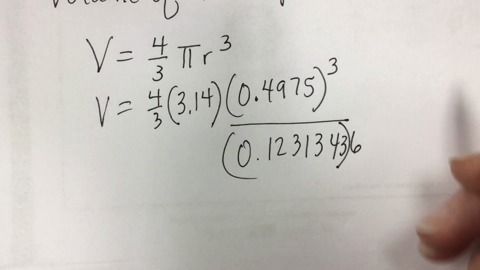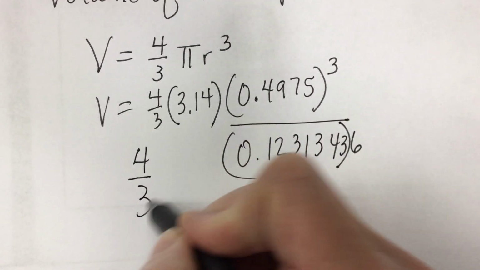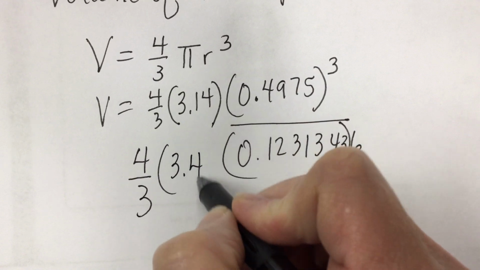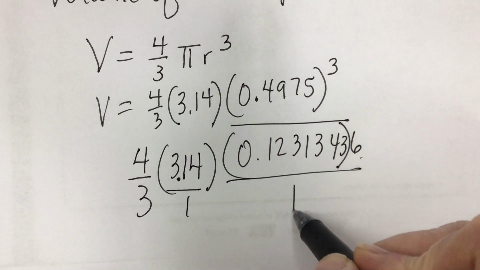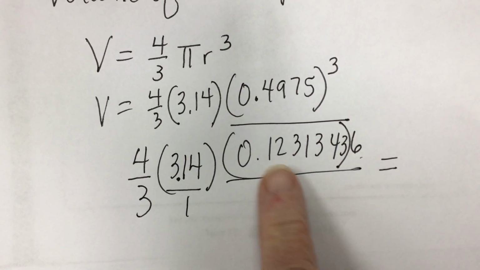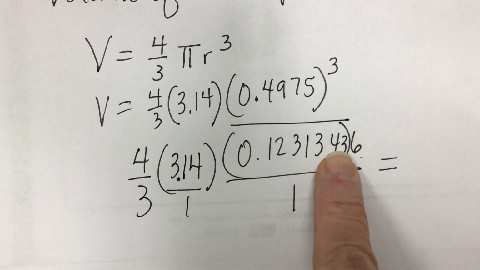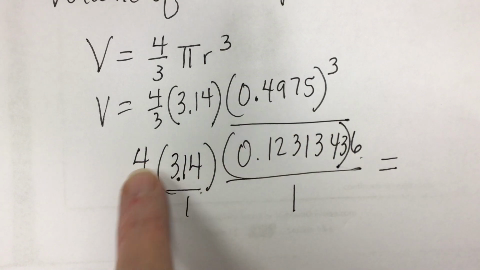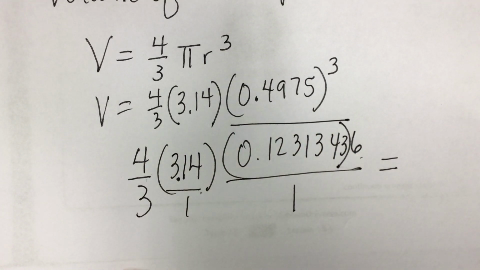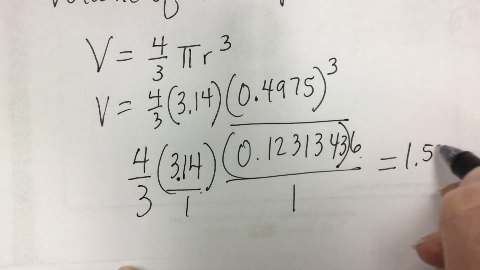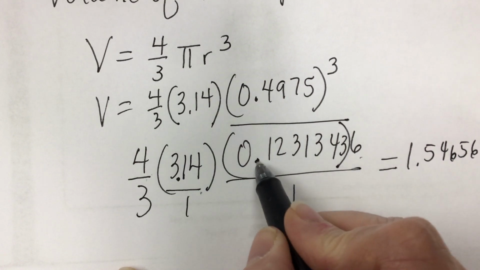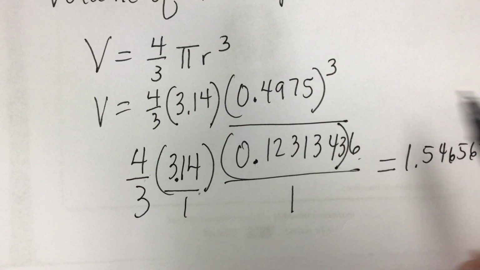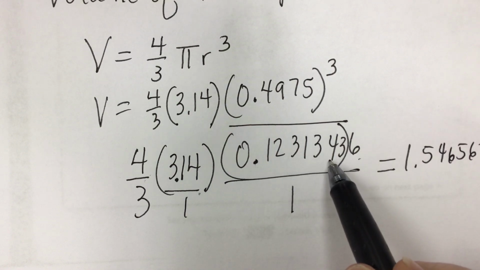0.12313436. Okay? Now this is 4/3 times 3.14 times this value. Now remember, all that's over 1. So you already have this amount in your calculator. You can multiply that times 3.14 times 4. So let's do that. Times 3.14 times 4 gives me 1.546567555. Now you can go ahead and round if you want to. It's more precise if you don't round, so I do recommend you to keep several decimal places.